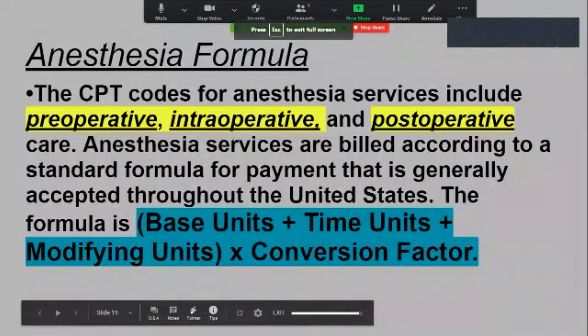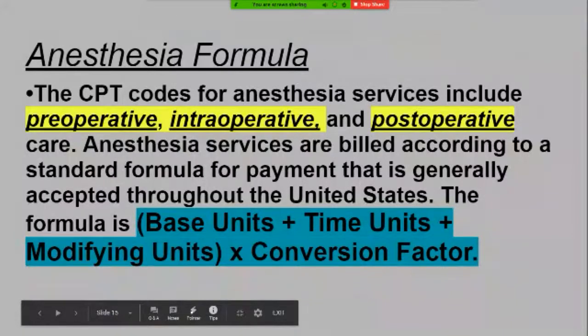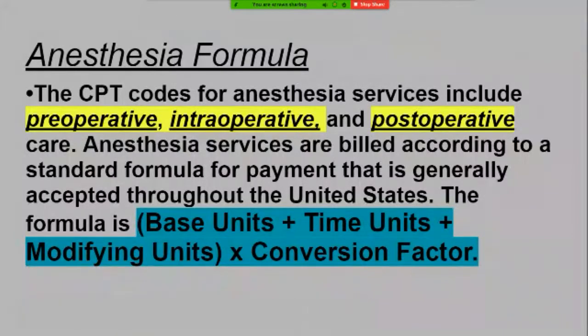Okay, anesthesia formula. The CPT codes for anesthesia services include preoperative, intraoperative, and postoperative care. Anesthesia services are billed according to a standard formula for payment that is generally accepted throughout the United States. The formula is base units plus time units plus modifying units times conversion factors. Now we're going to break these things down a little bit.